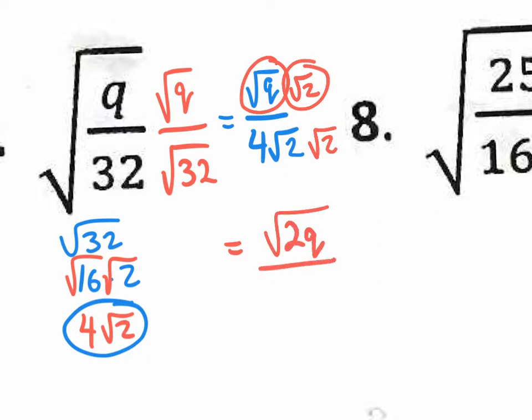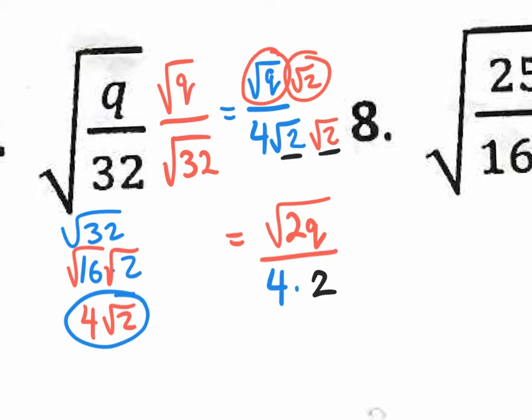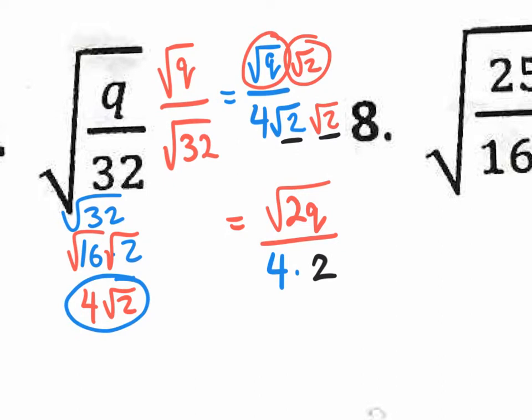On the bottom, you're going to have this blue 4 and then times, and what do we have here? We have the square root of 2 times square root of 2, which is really a square root of 4, which takes you back to just 2. So I really have 4 times 2 on the bottom. So our final answer is going to be square root of 2q over 8.